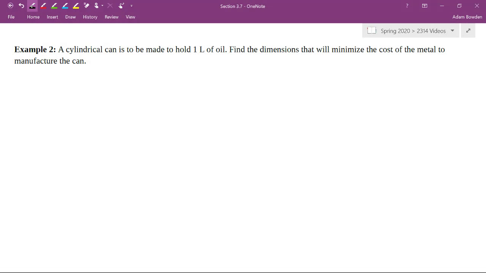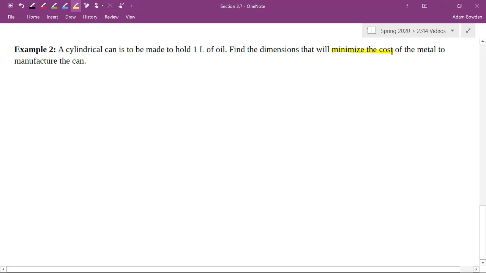Now we're going to look at example number 2. It says a cylindrical can is to be made to hold 1 liter of oil. Find the dimensions that will minimize the cost of metal to manufacture the can. Okay, now we're dealing with optimization, but now we want to minimize the cost. So make it as small as possible.